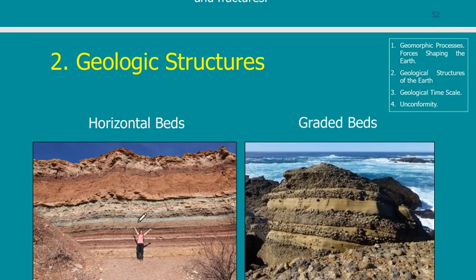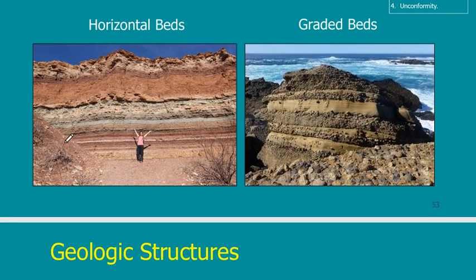Geologic structure: this is the normal bedding, horizontal like this. Sometimes it is graded. It is horizontal, but inside the horizontal layer, it is subdivided into coarse at the bottom and fine at the top, and it is repeated in each layer.